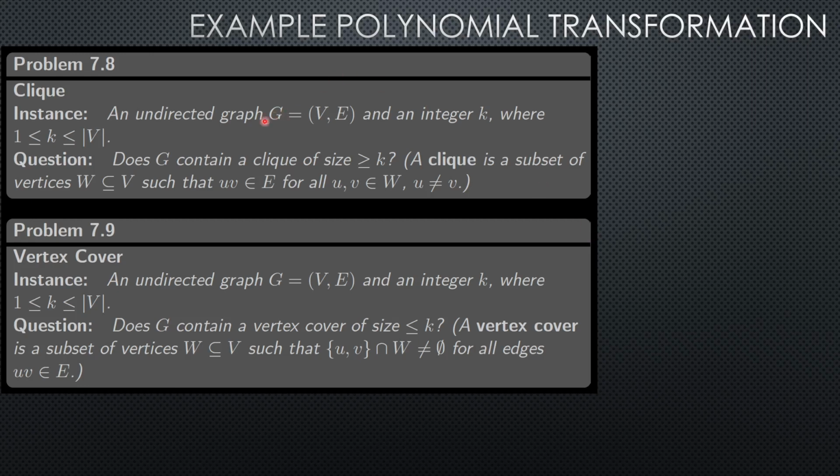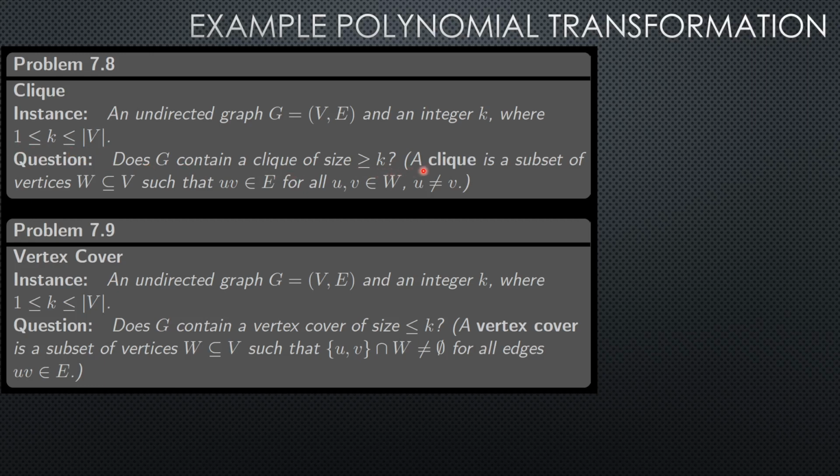So what's the Clique problem? Well, we have an undirected graph, G, that consists of a vertex set and an edge set, and an integer k, where k is between 1 and the number of vertices. And the question we're trying to answer is, does this graph contain a clique of size at least k or larger?